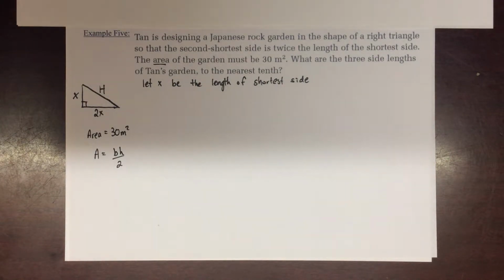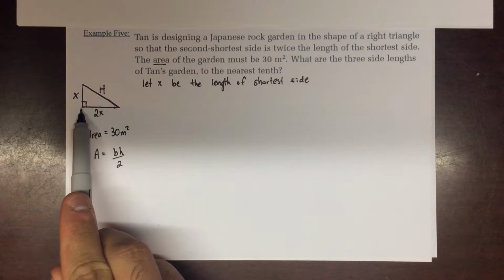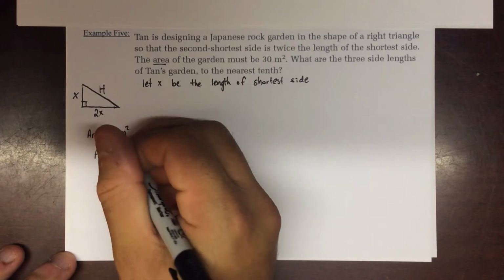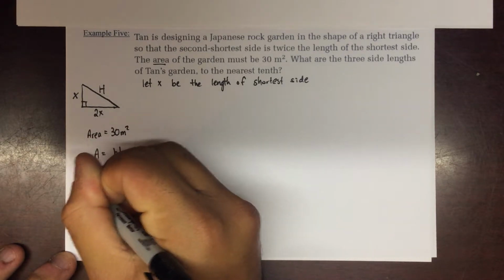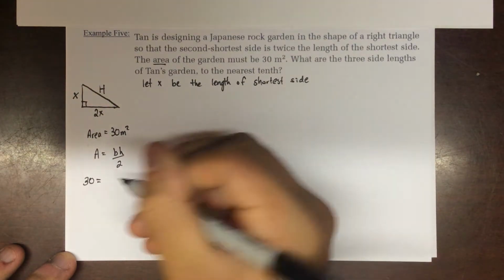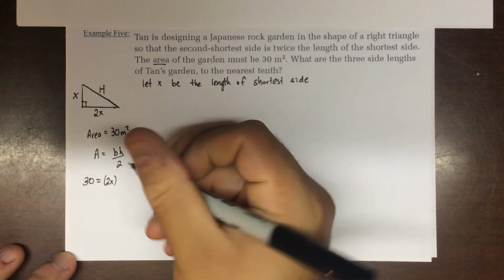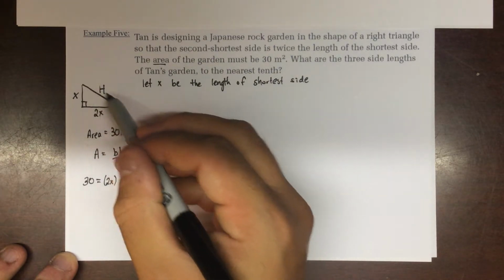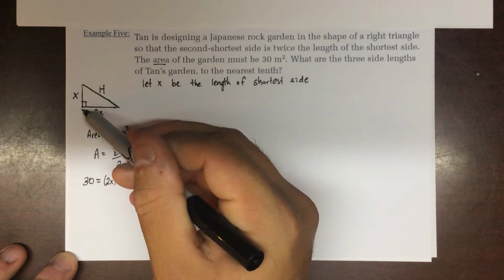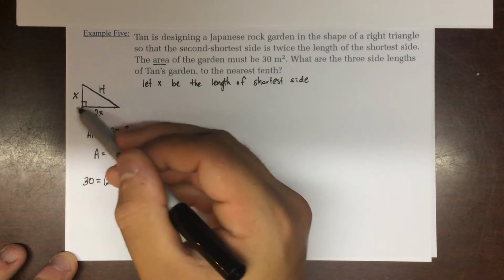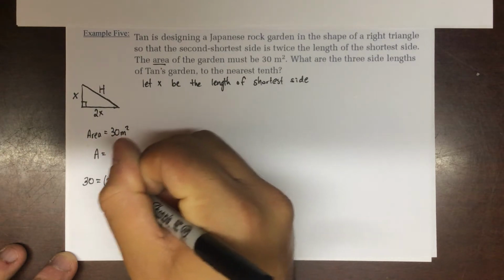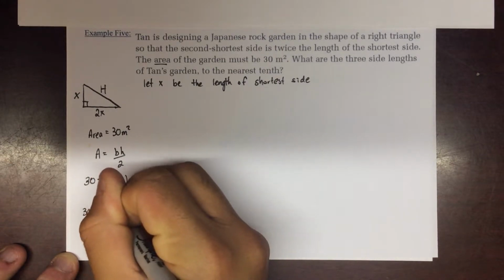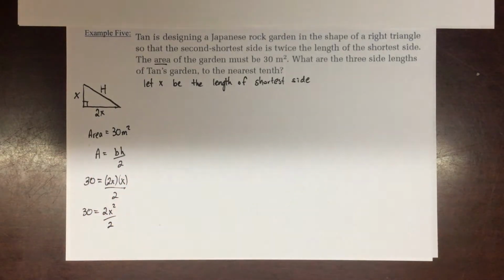Okay, what's the base of my triangle? Well, here's my base, right here, 2x. Let's take one step back. Area is 30. Let's put that in here. Now my base, we said, was 2x. What's the height of my triangle? Now be careful. This is the hypotenuse. That's not the height. The height is from the base to the highest point. Here's my height. It's x over 2. Let's clean this up. 30 equals 2x squared over 2.